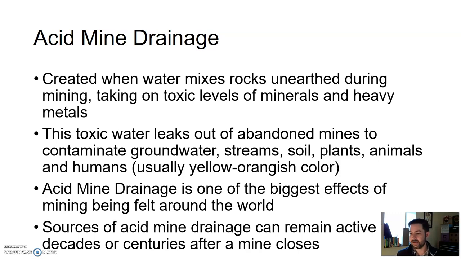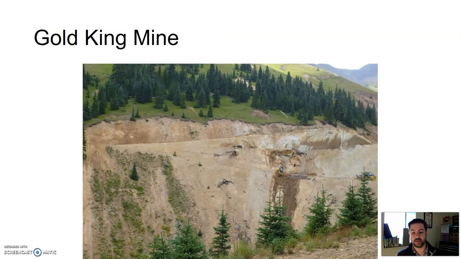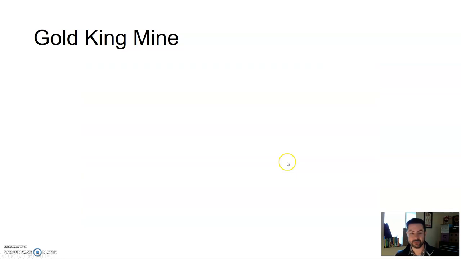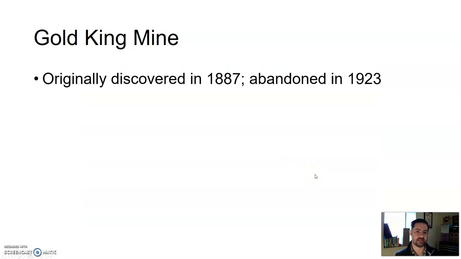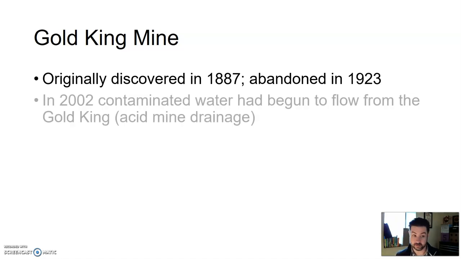This came to rear its ugly head a few years ago in Colorado at the Gold King mine. So this is an underground mine in Colorado. It had been closed for a long time. I believe you can see one of the mine entrances right here. There were a few different mine entrances, but essentially this was an underground mine into this mountain, the Gold King mine. This mine was originally discovered in 1887, abandoned in 1923. So it was abandoned for almost 100 years.